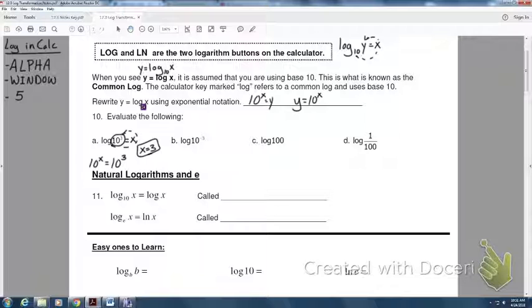Okay, so on B, if you fish hooked it, you got 10 to the power of x equals 10 to the power of negative 3. So x equals negative 3. Now on the next one, it's not as obvious, but still not very difficult, I don't think. You would end up with 10 to the power of x equals 100, so what is x? 2. 10 squared equals 100.